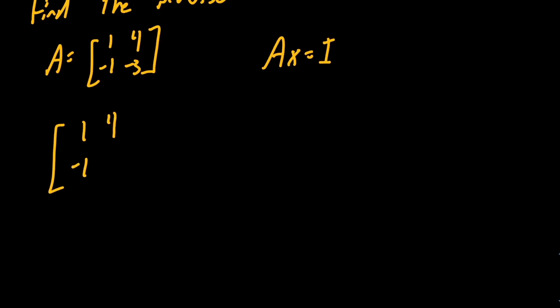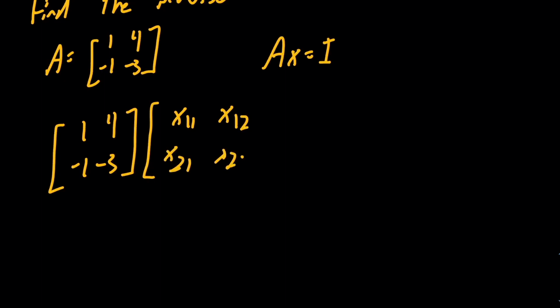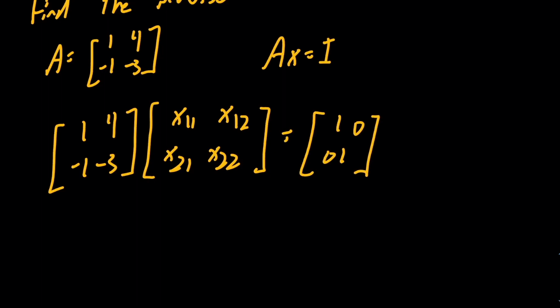So let's plug in what we got. 1, 4, negative 1, negative 3 times x11, x12, and we have x21 and x22. Times the identity matrix, and equating corresponding entries, we obtain two systems of linear equations. Can you guess what those are? Go ahead.